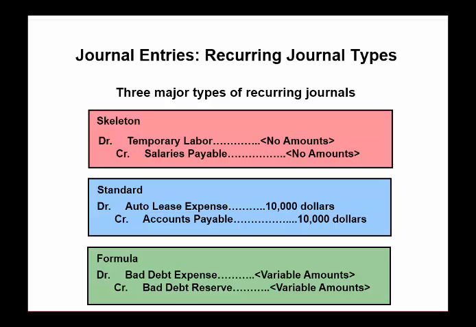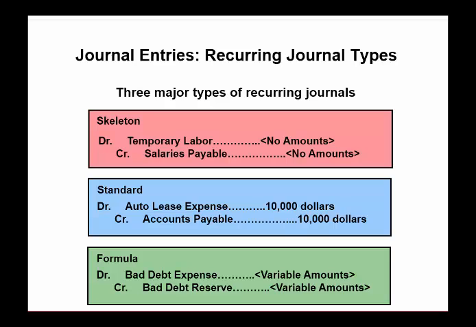The skeleton type of recurring journal entry is where you know the account that you will post to, but you don't know the amount. I don't know how much it will cost me every month. So you set it up at the beginning, and then every period you post the exact amount. And that's an example that's on the board, the temporary labor.